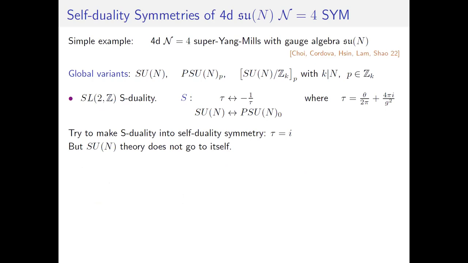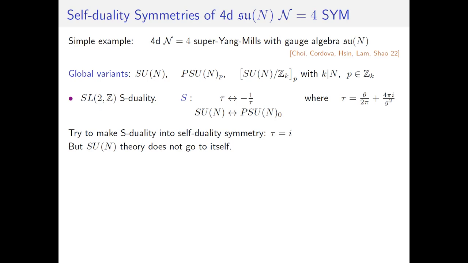So let me talk about self-duality symmetries. The simple example that I want to consider is four-dimensional N=4 super Yang-Mills with gauge algebra SU(N). Now, given this gauge algebra, there can be many different gauge groups that one can have. These we can call global variants. So we can have SU(N), we can have PSU(N), which is SU(N) divided by the center. And in fact, there are some discrete theta angles that one can associate to these theories that are labeled by this index p. Or we can have other gauge groups where we divide by other divisors of N.